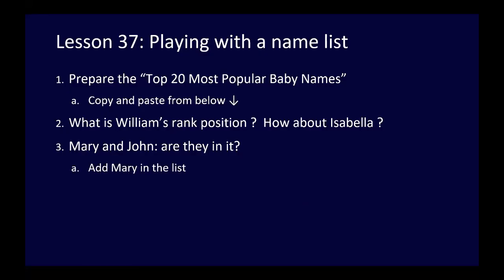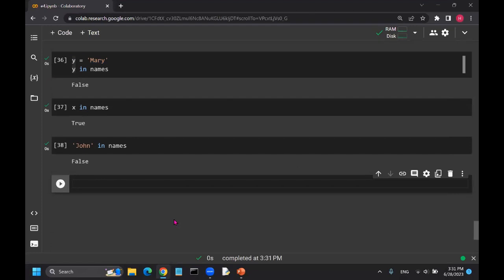Now add Mary to the list. Do you know how to do that? Maybe you remember that append is the operator to put Mary at the end of the list. So names.append(Y), where Y is Mary.